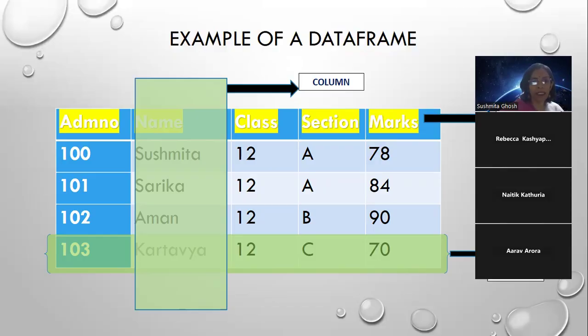And positional index is also functional. So name will be 0th index, class will be 1. Please assume that I am not taking this into consideration. Like in series we had the index, here this is my index, the row index or the row labels as we call it. And these are my column indexes: name, class, section, marks.